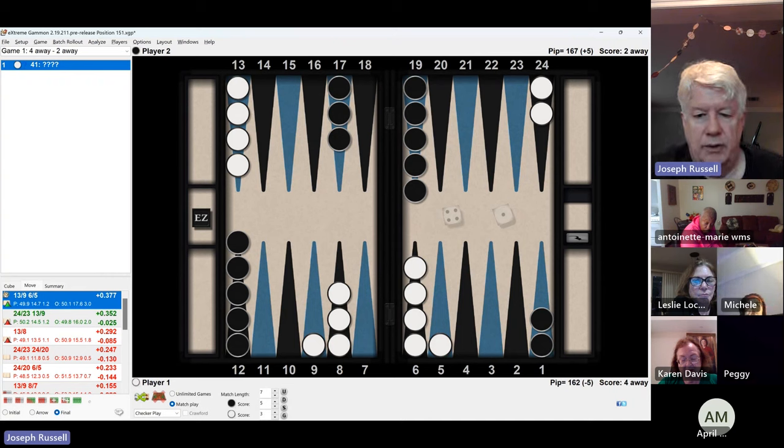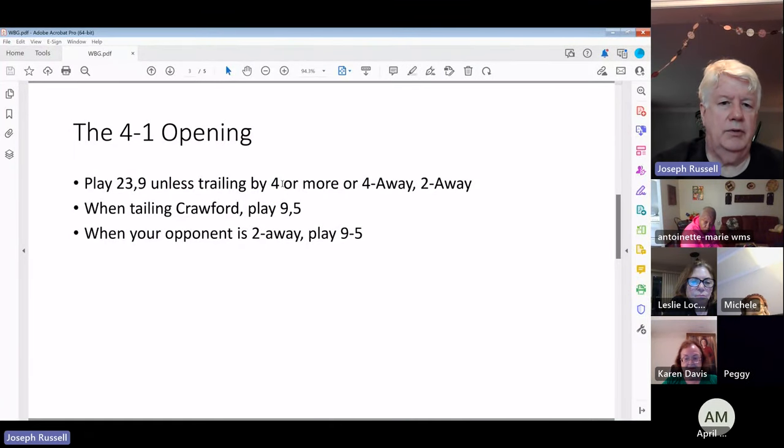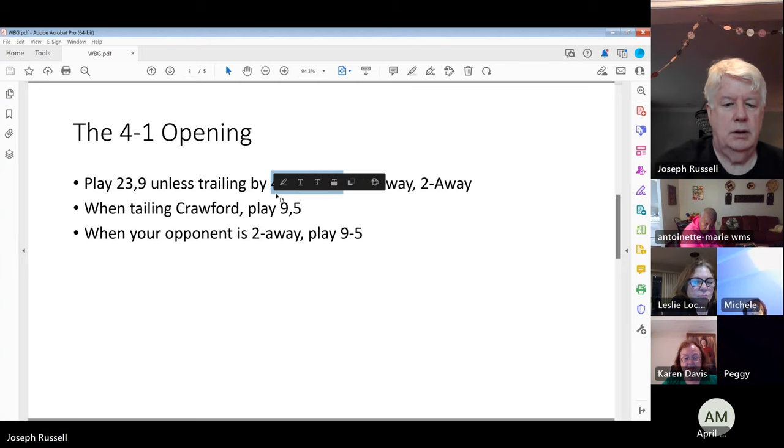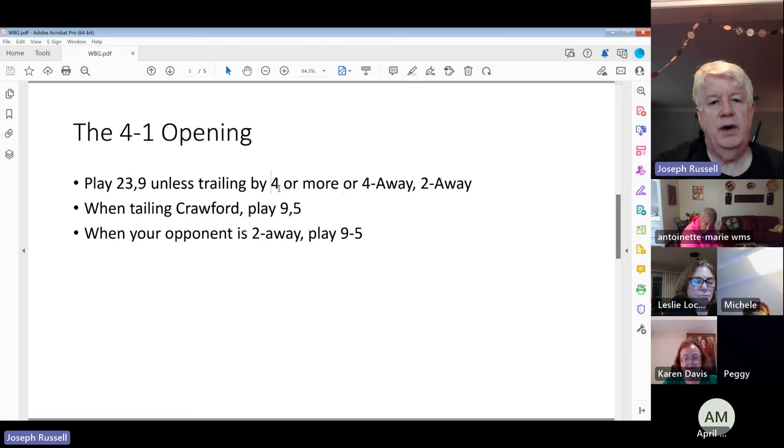So if we go back to the axioms, let me share that page again. And remember, I had a typo in there. Okay, so this was wrong. Let me just see if I can correct this right now. It won't let me correct this. Anyway, this opening line is wrong. When your opponent has 5 and you have 0 or 1. Okay, so play 23-9 unless your opponent is 2 away and you have 0 or 1.